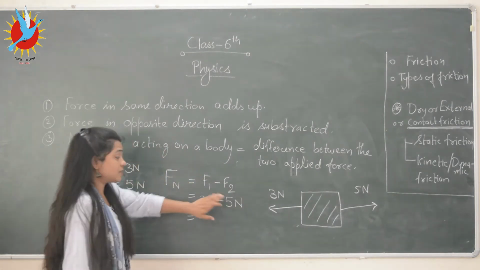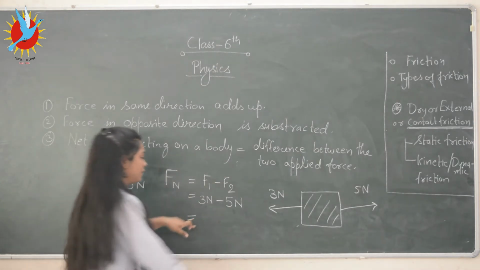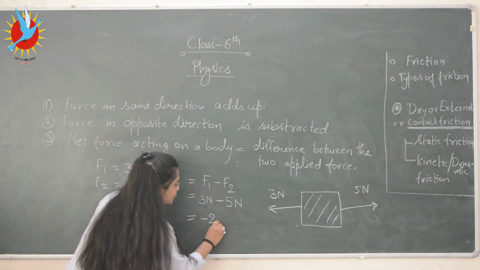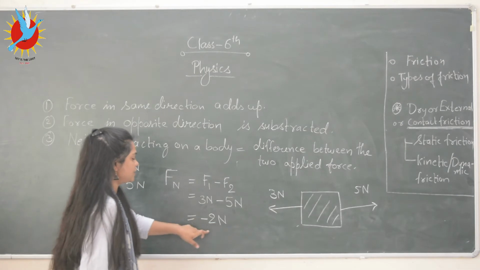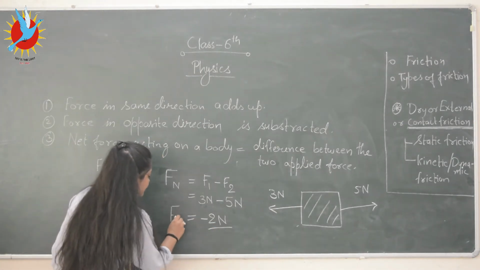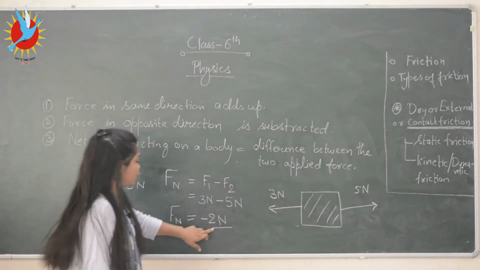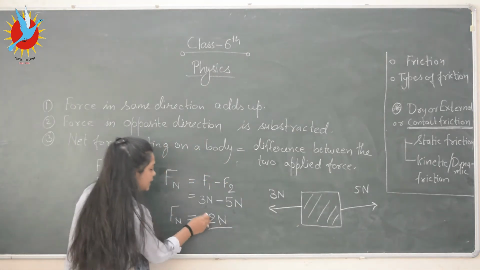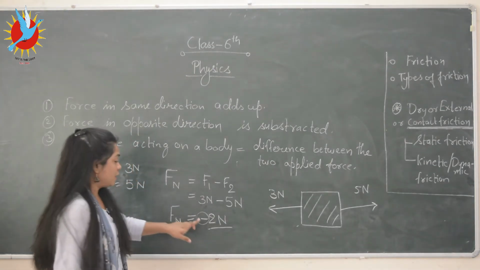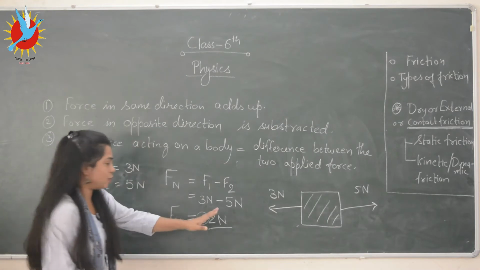Now students, here the greater one is subtracted from the smaller one. That is why the quantity will be negative. So the answer is 2N. Now you can see easily here that the net force acting on this body is 2N. But what is this negative sign showing? Well, it is showing the direction of displacement of this object.